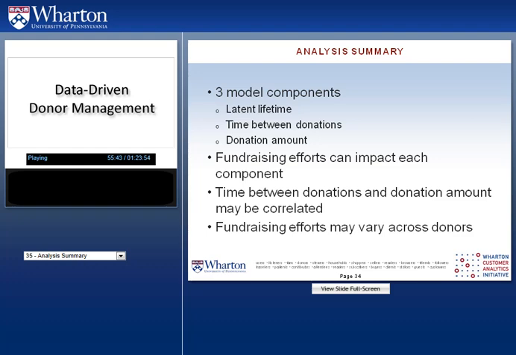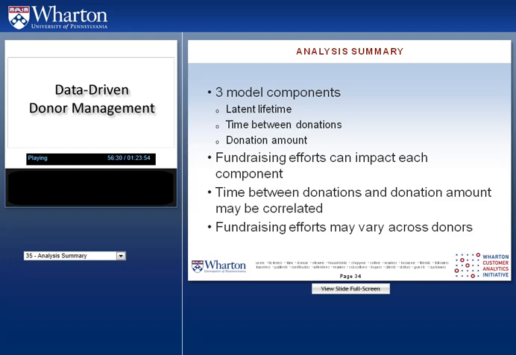So solicitation activity can affect the time horizon, the lifetime over which these donors are going to be making contributions. It could potentially shorten the time between donations, so accelerating donation activity. And fundraising efforts could increase the size of the donations that contributors give. So those would all be positive effects. But there's also work to suggest that excessive fundraising efforts may actually irritate donors. So it's possible that we could see fundraising efforts actually shorten the time horizon over which individuals are making contributions to an organization. So we're going to allow the data to reveal to us what the impact of fundraising is on each of these three components.